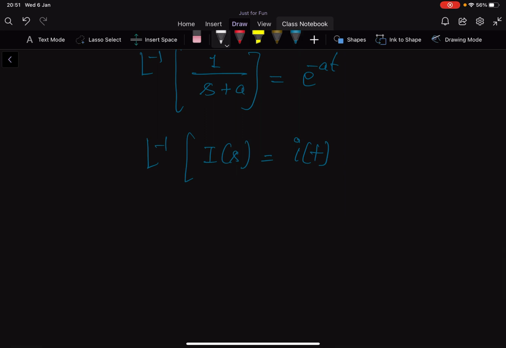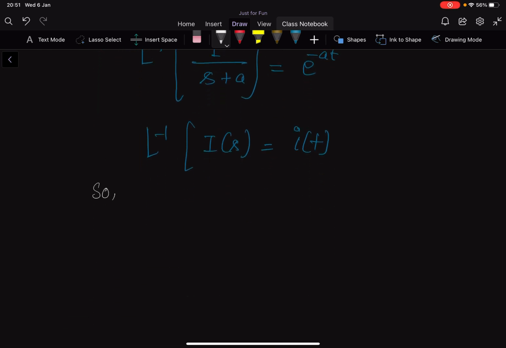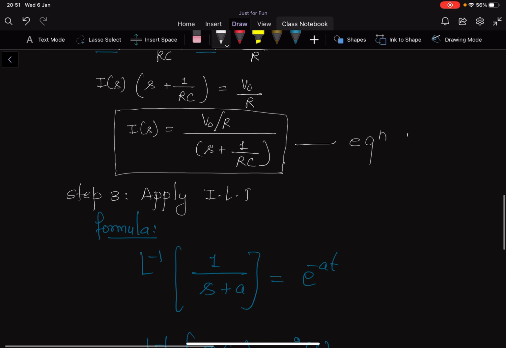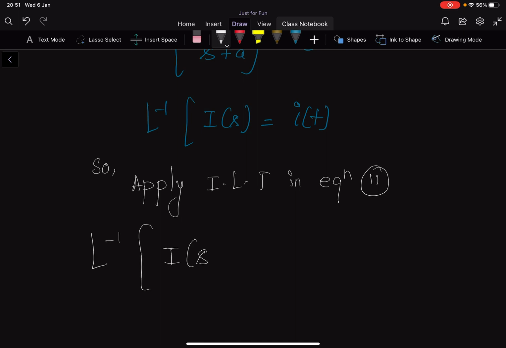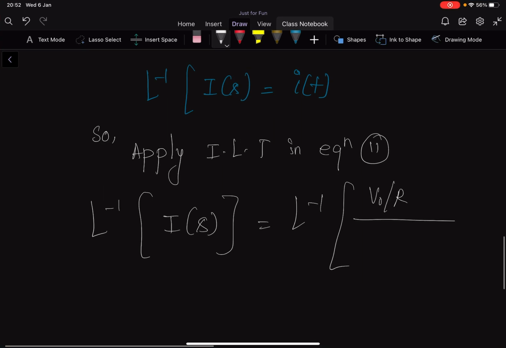So let's apply inverse Laplace in above equation. So let's apply inverse Laplace transform, and let's mention the equation also. Equation 2. Remember, this equation 2 is a transfer function. So let's apply inverse Laplace transform in equation 2. So what are we going to get? Inverse Laplace for I(s), and then inverse Laplace for the whole thing, which is V naught over R, whole thing divided by s plus 1 over RC.